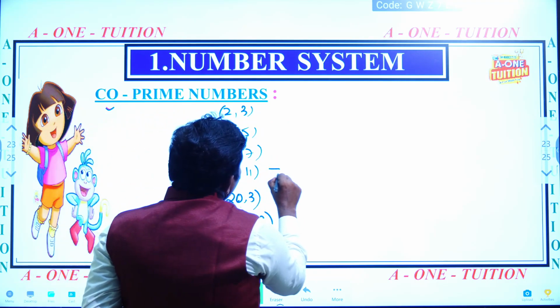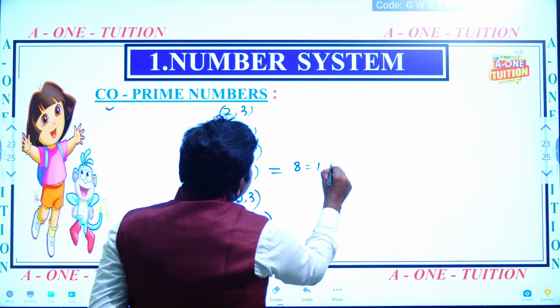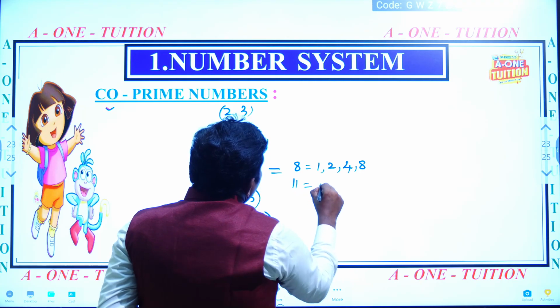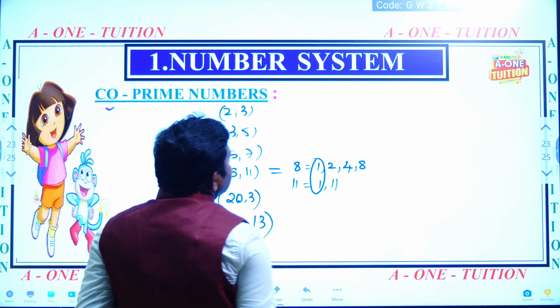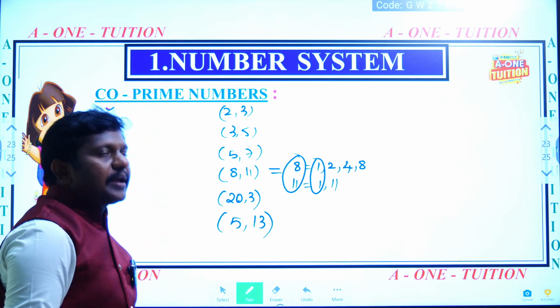Here see, what about 8 and 11? The factors of 8 are 1, 2, 4, 8. The factors of 11 are 1, 11. The common factor is 1. So that's why 8 and 11 are co-primes.